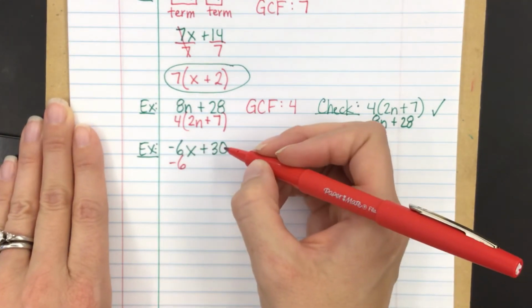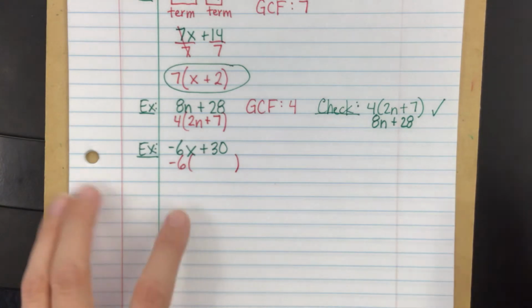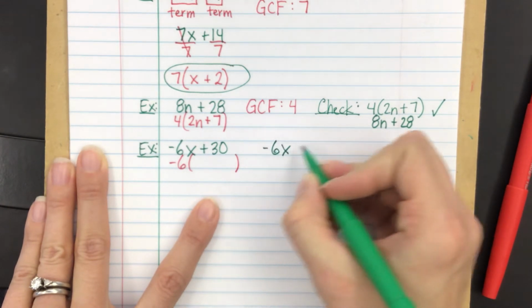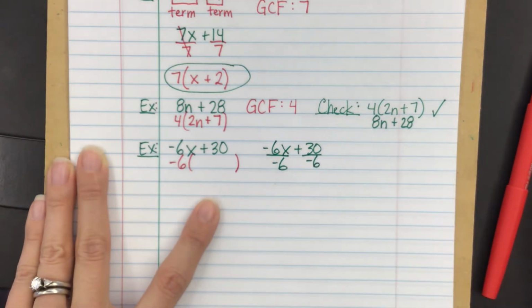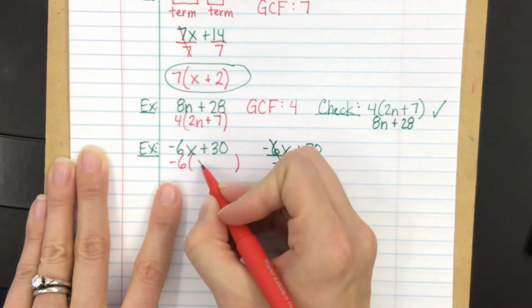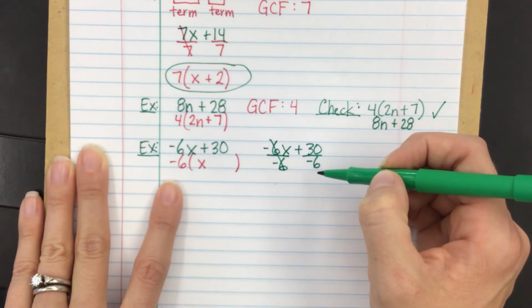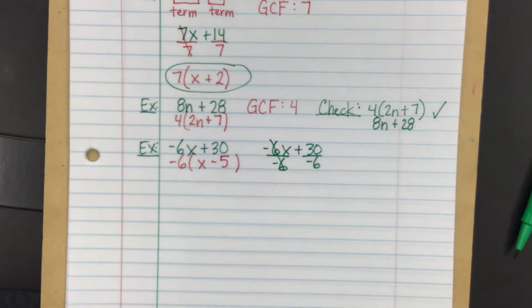We already know that 6 is the greatest common factor between 6 and 30, and we want it to be negative since that first term was negative. Really what's going on here is you're dividing each term by whatever you're factoring out. So you divide this by negative 6, and you divide this by negative 6. Negative 6x divided by negative 6 is just x. So the first term inside the parentheses is x. Now, 30 divided by negative 6 is negative 5. You could put x plus a negative 5, but I like to have less going on there, so I just simplify it to x minus 5.